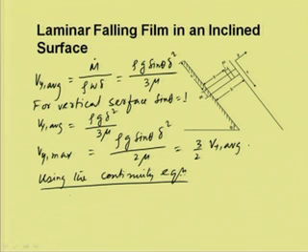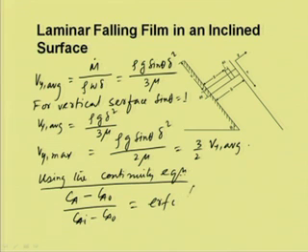The concentration profile can be obtained as (C_A minus C_A0) divided by (C_AI minus C_A0) will be the complementary error function of y divided by 2 root over D_AB into t.